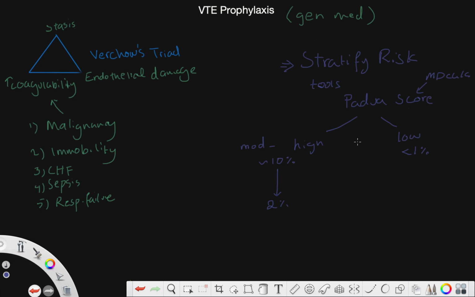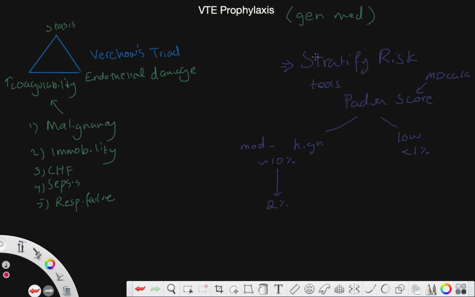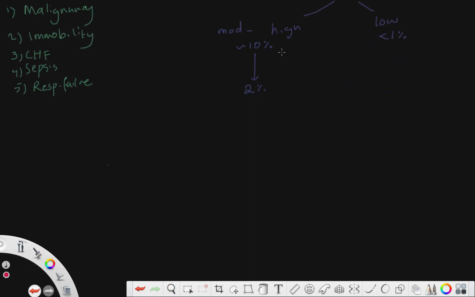Okay, so we've done our risk stratification. We've identified a patient who might need VTE prophylaxis. What's next? The next thing to do is to assess the risk of bleeding. This is done using history and examination. Who would be at risk of bleeding? The obvious example is anyone with a gastrointestinal bleed. With active bleeding, anticoagulation is contraindicated.